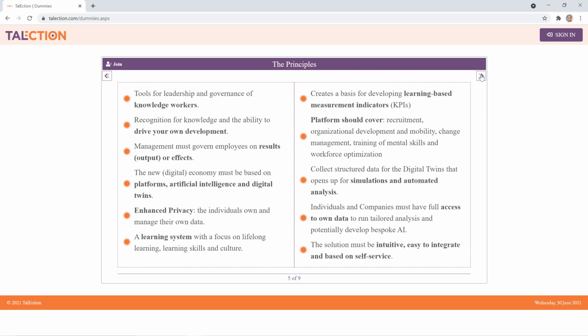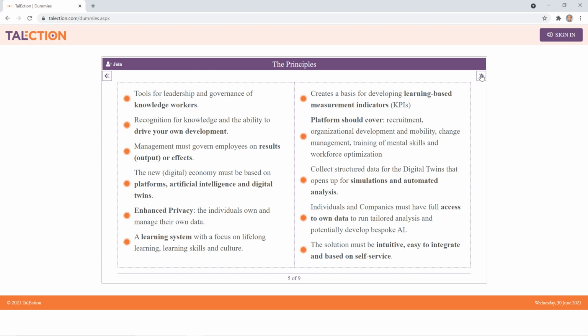Such a platform should cover recruitment, organization development, and mobility, change management, training of mental skills, and workforce optimization. TalEction collects structured data for the digital twins that opens up for simulations and automated analysis of the data.